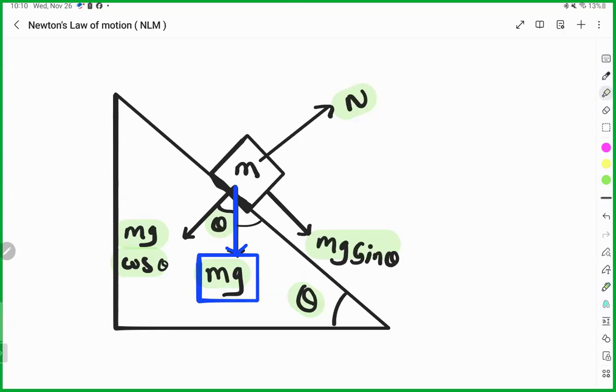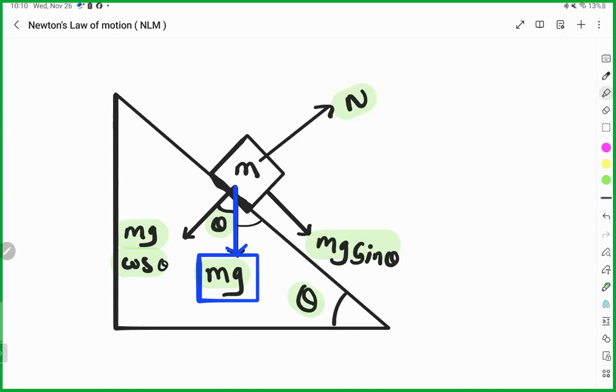Got it? Mg is always in the downward direction. If you know mg and theta is present, along with that mg cos theta. On the other side, mg sin theta. Perpendicular is always normal. And you will get the idea of how to take components. Understood?